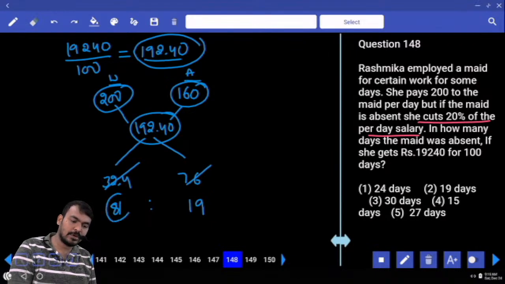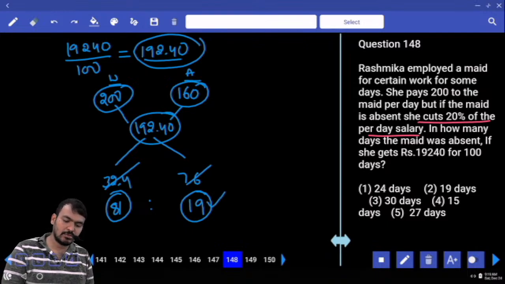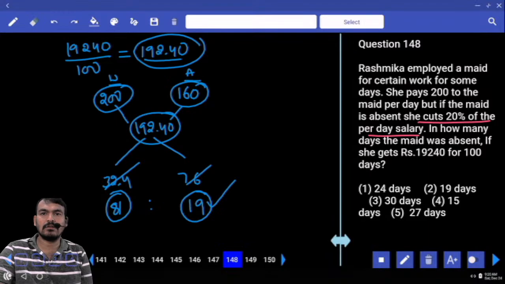Working days are how many parts? 81. Absent days 19. Total 100 parts. But the days are not 100. Then absent is how many days? 19 days are not.